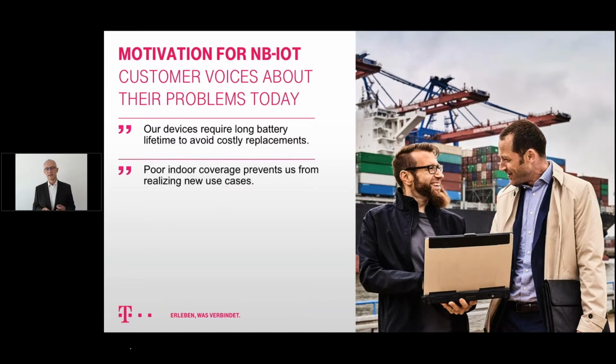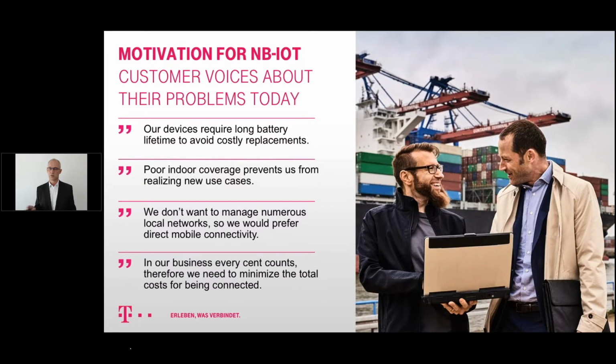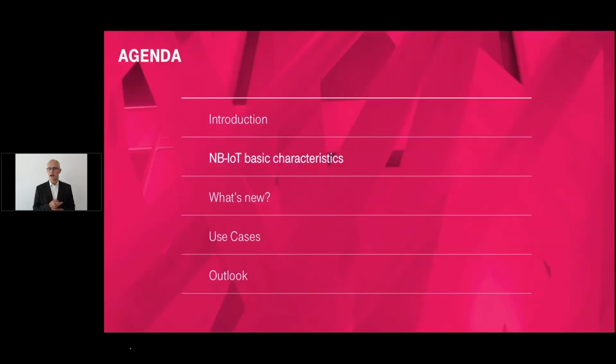And second, they said the coverage has to be improved because it's still too poor if you want to do indoor use cases. Very often, customers use subnetworks, so they are starting with managing small networks. They would prefer to have direct connectivity from their devices to our base stations in a network. And last but not least, one of the most important things, it's all a question about costs. Now, what is the answer of NarrowBand IoT on these topics? I will tell you about that now.